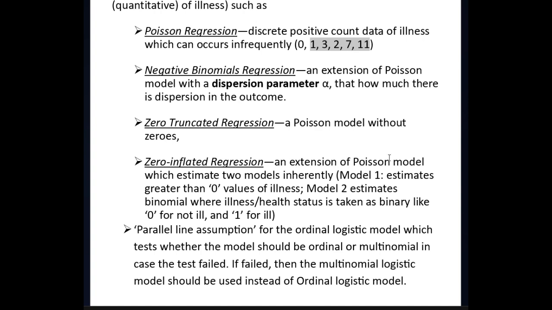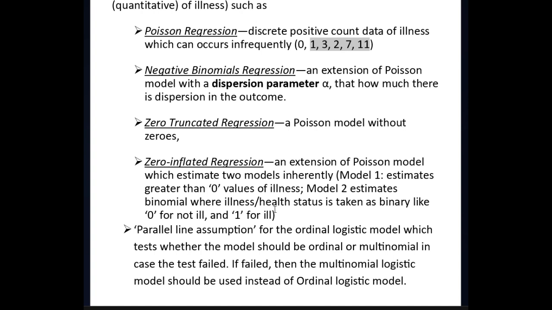Now in order to go further with extended analysis, you can also do zero inflated Poisson regression, which is also an extension of the Poisson model, which estimates two models coherently. Model 1 will estimate greater than 0 values of illness, from 1 to 11, like this. So model 1 will give you results for the WDL values greater than 0, and model 2 will estimate a binomial model. Binomial means where illness or health status is taken as binary, like 0 for not ill and 1 for ill.